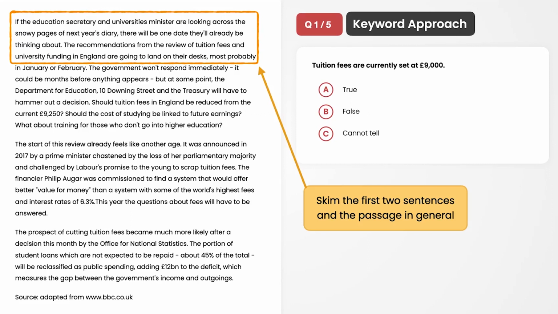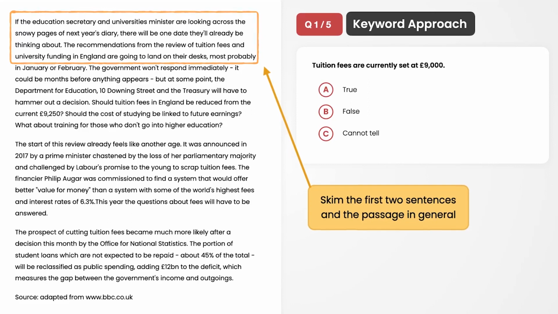So we can see that this passage is something about tuition fees, and throughout we cover a bunch of different topics such as tuition fees, events from 2018, and then something about student loans. You shouldn't take long on this step. It should only be about 10 seconds, and just to give you enough idea of what's going on.